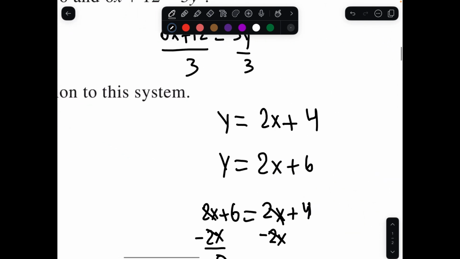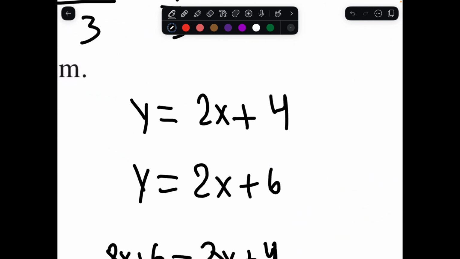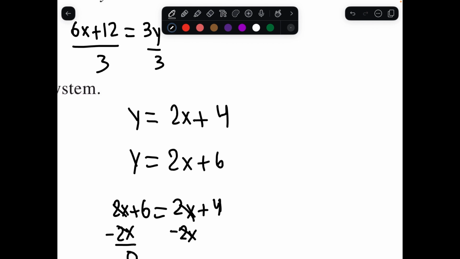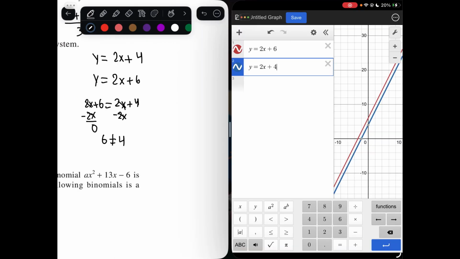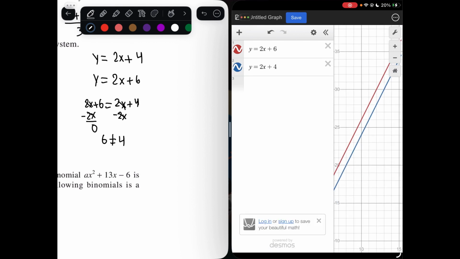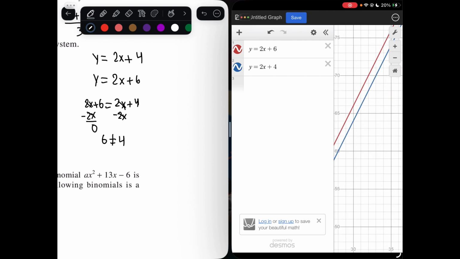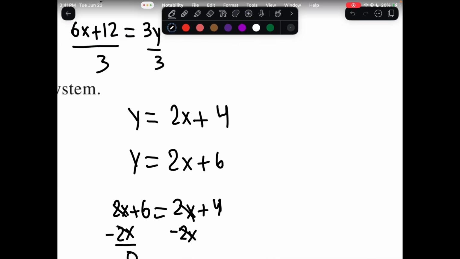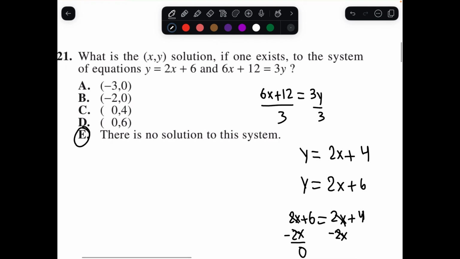Also, a key thing to realize is that if these are the two equations, y equals 2x plus 4 and y equals 2x plus 6, let me show this to you on desktop. Since their slope is the same and their y-intercepts are different, these are parallel lines. And as you see in the graph, these lines are never going to intersect because they're parallel. That's another reason the answer is no solution.